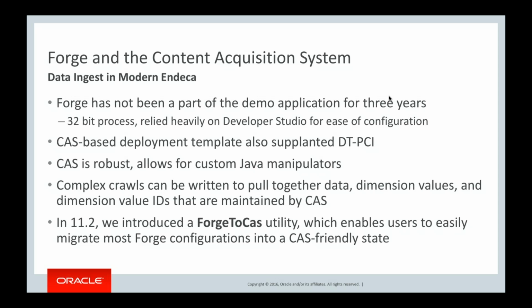CAS is robust in the sense that you can use Java manipulators to modify the data. It's also pretty cool in the sense that you can create these CAS crawls to crawl different repositories or different URLs to retrieve the content that you need. And this last bullet points out too, for those who are currently using Forge and wanting to move to 11.x, there is a utility to help you migrate.